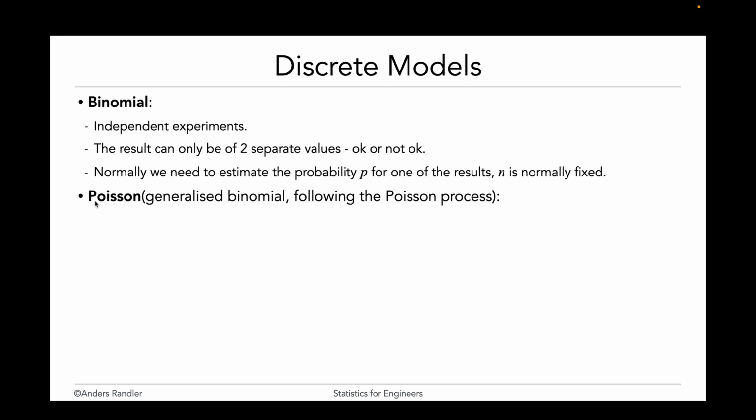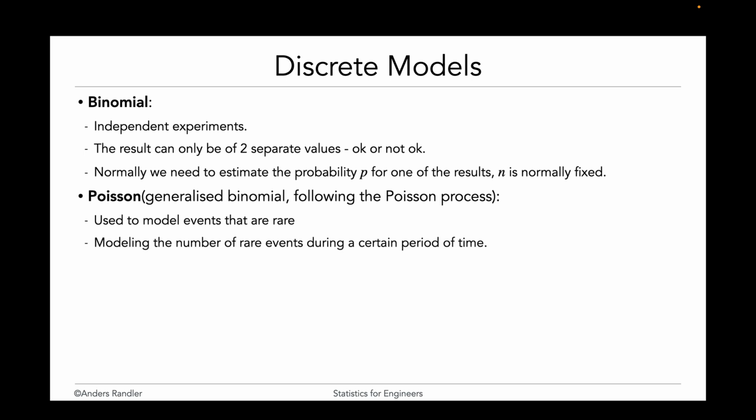If this is the case, binomial is the best choice. And then we have Poisson. We haven't been talking too much about this, but the first thing you need to remember is that it's used to model events that are, in comparison to the time span we're talking about, quite rare. It's not happening all the time. It's more like actually random. Modeling the number of rare events during a certain period of time.